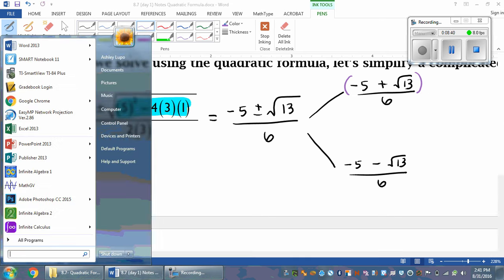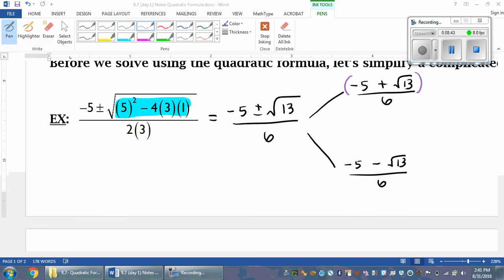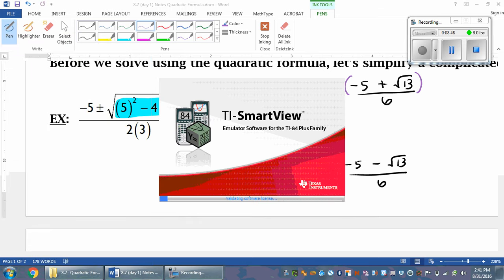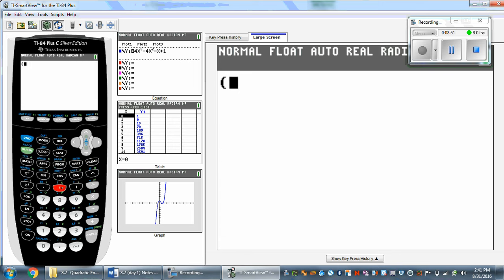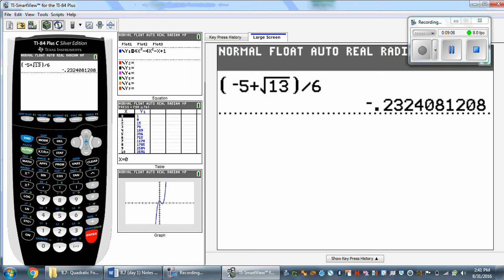So, I'll go ahead and bring up my calculator to show you how to type this in. Okay? So you're going to do parentheses, negative 5 plus the square root of 13, arrow out, parentheses, divided by 6, so negative 0.23 is my solution. I'm going to round to 2 decimal places. Then you're going to do the same equation, except instead of plus, you're going to have minus.